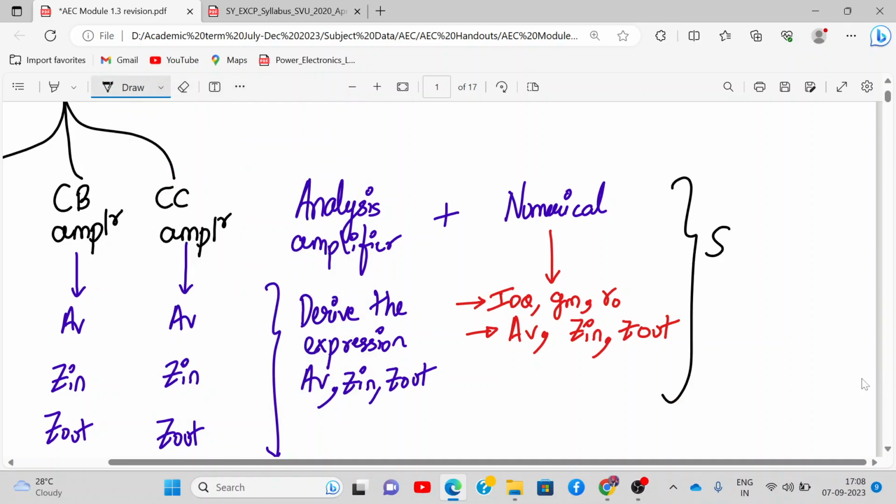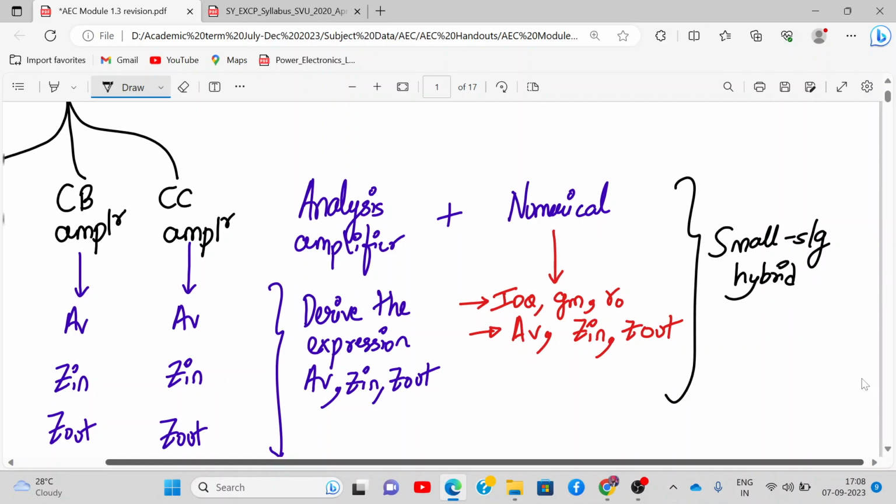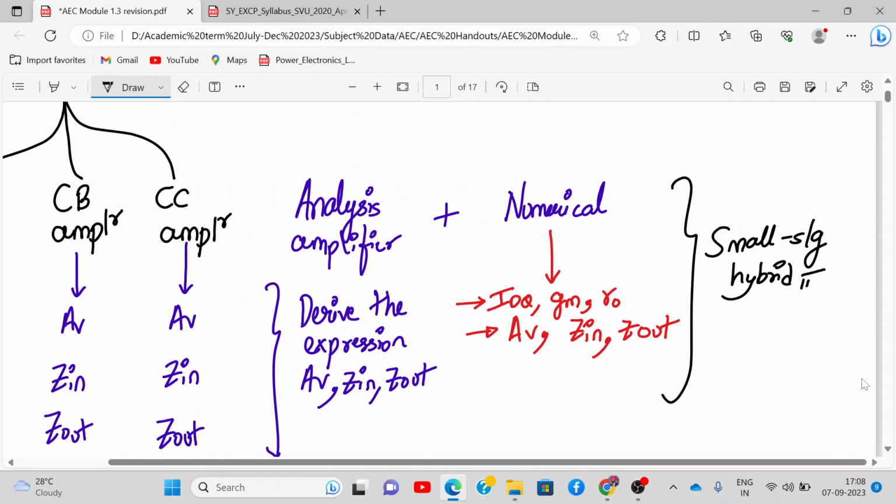So we need to know the small signal hybrid pi model. And this small signal hybrid pi model, as we know, contains r pi also, right? It is made up of three elements: gm, then r pi, and ro is also there. These things comprise the small signal hybrid pi model. Okay, so far so clear.